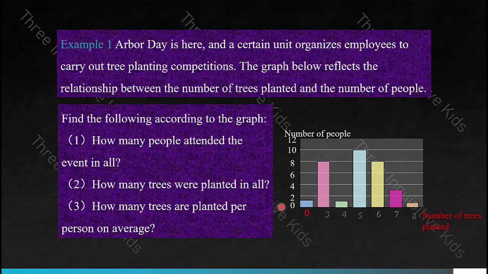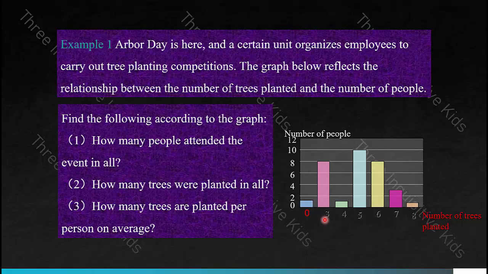So here it's just asking for people, so you don't really need to look at the number of trees that they planted. All you have to do is look at how high each of these columns are and then add them up. So in this case, for example, this one is 1, 1 plus 8, 9, 9 plus 1, 10, 10 plus 10, 20, 20 plus 8, 28, 28 plus 3, 31, 31 plus 1, 32. So in all, 32 people attended.